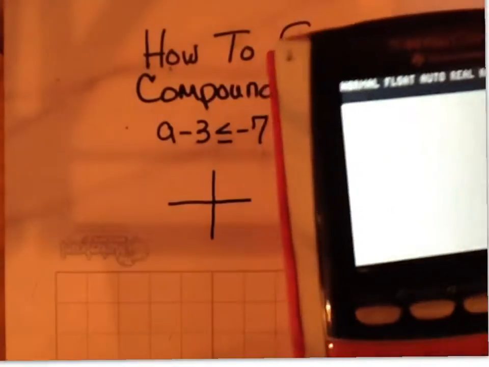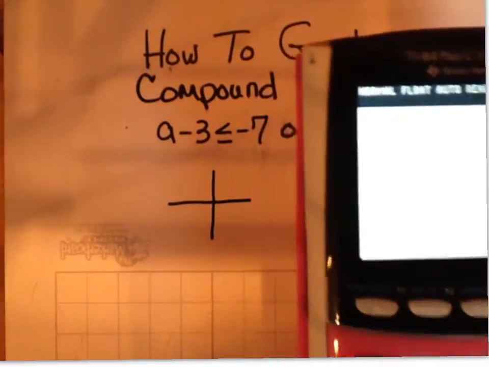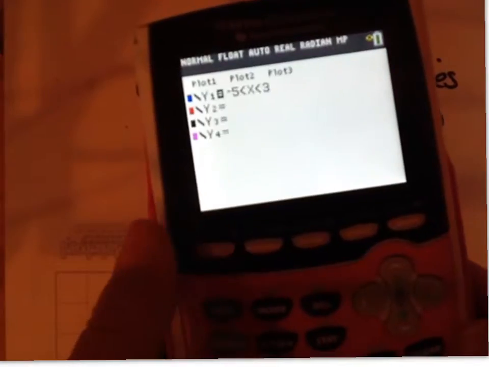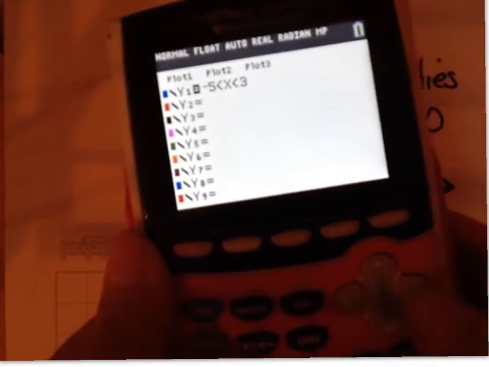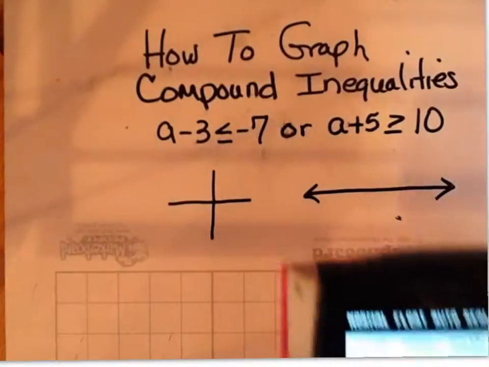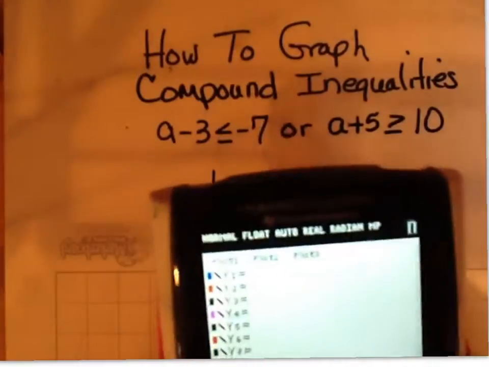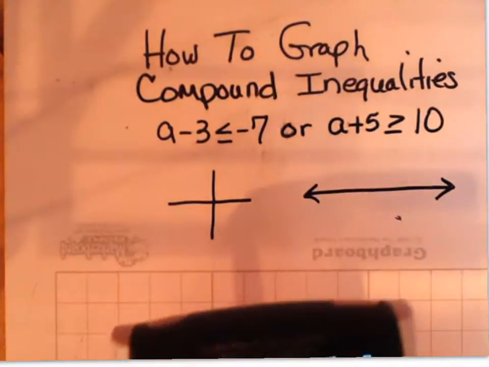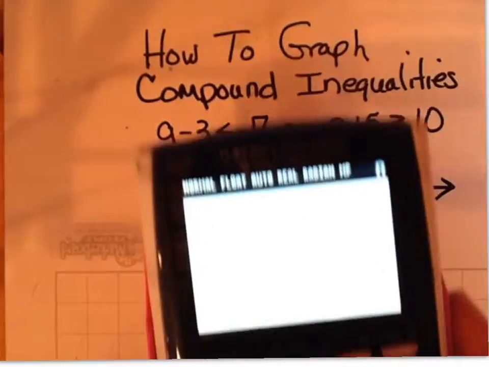And then we're going to go to our y equals button, and make sure everything that's in there is out. So we're going to clear it. And we're going to put in our compound inequality. So the first thing we're going to do is put in, remember we don't use the A, we use the X next to the green alpha button. And it is right here. We're going to put in a minus 3, just like it is.